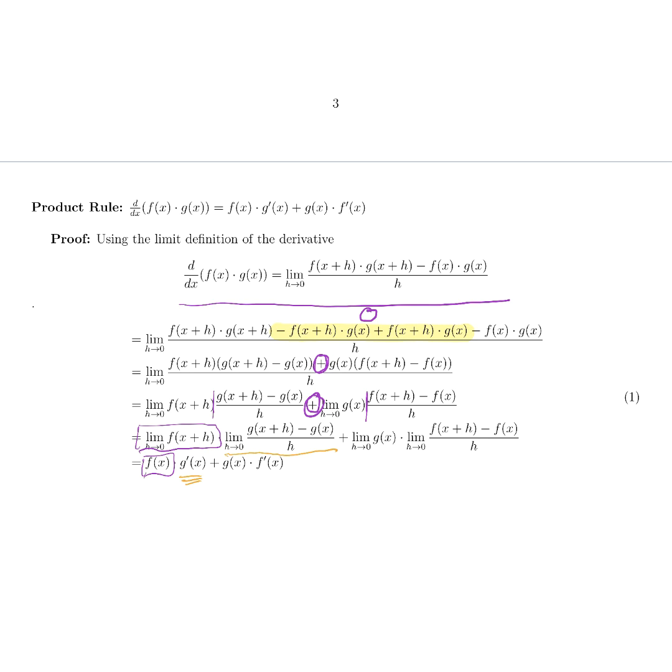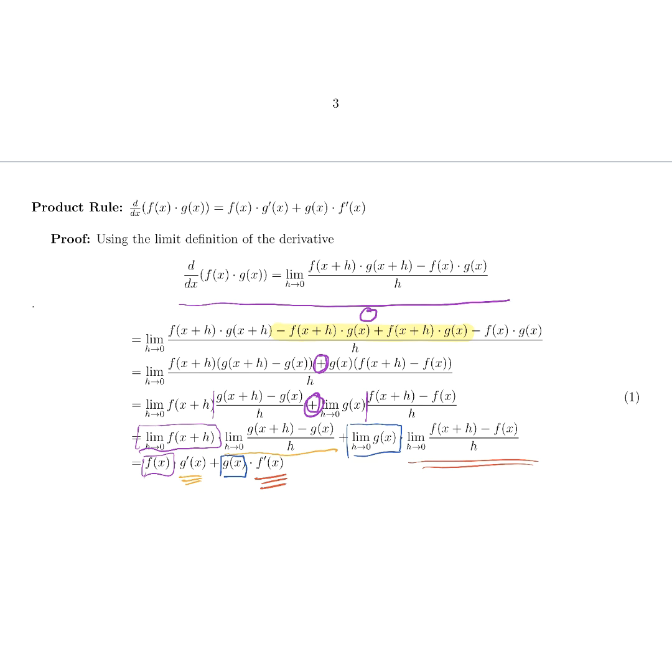Then the next limit, the limit as h approaches 0 of g of x, well, there's no h's changing, so that in fact is just g of x. And the final limit, the limit as h approaches 0 of f of x plus h minus f of x divided by h, that's just the limit definition of the derivative. So that is f prime. Okay, there's the proof of the product rule.